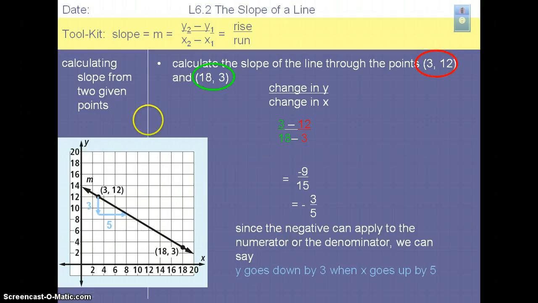We can actually see that on the graph here. Y goes down by 3 if x goes up by 5. So we can see that actually being pretty consistent here.